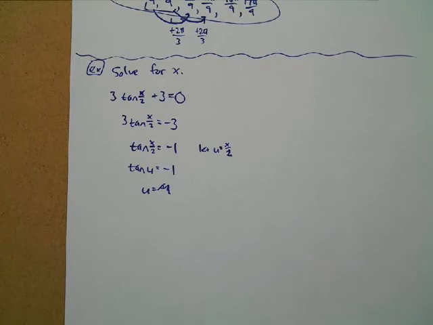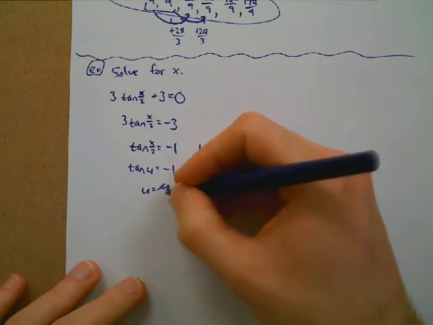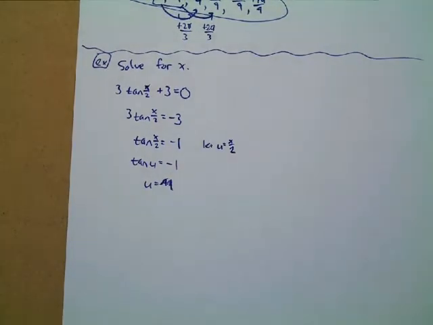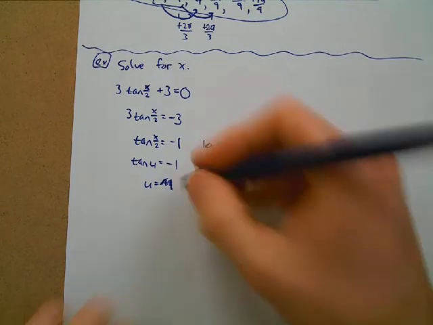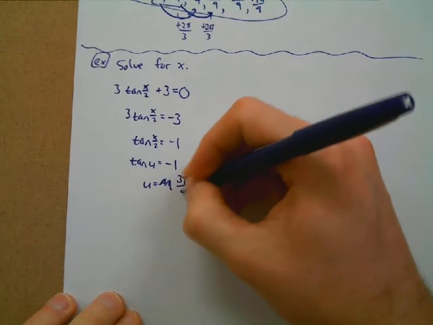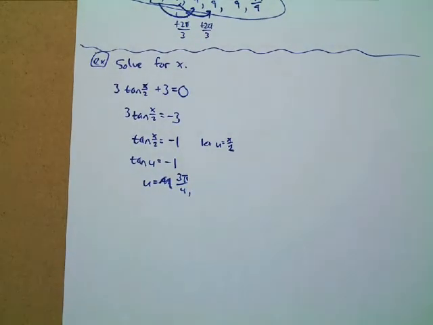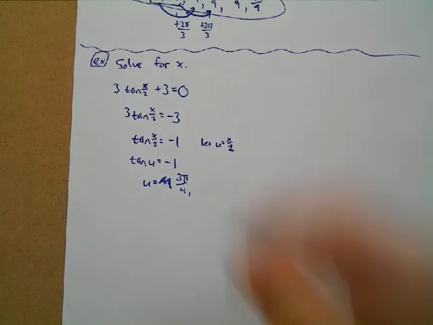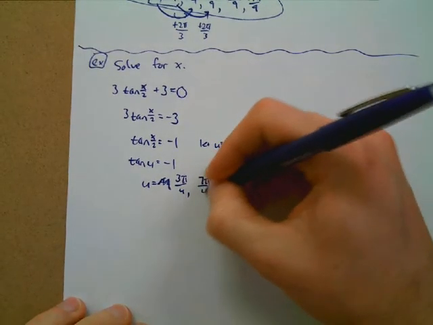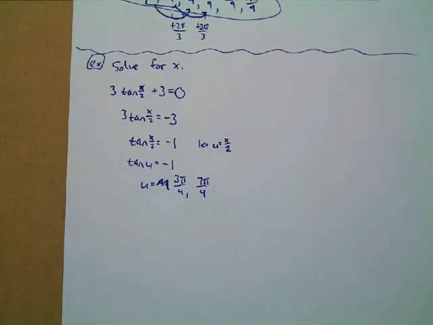Then we resubstitute in that x over 2. And in this case, to solve for x, what should we do to both sides? Multiply by 2. So you get x equals 3 pi over 2 and 7 pi over 2 when you multiply both sides by 2. And those are your solutions.